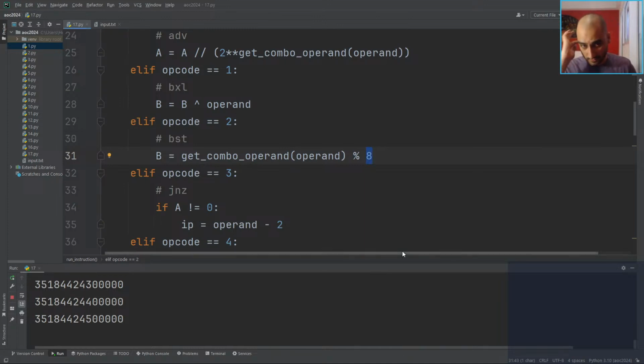What do I do now? So B is essentially something like A modulo 8, that bit XOR 2, XOR A divided by 2. Oh god. It's a horrible string and there's no pattern to it, and then the whole thing is modulo 8.